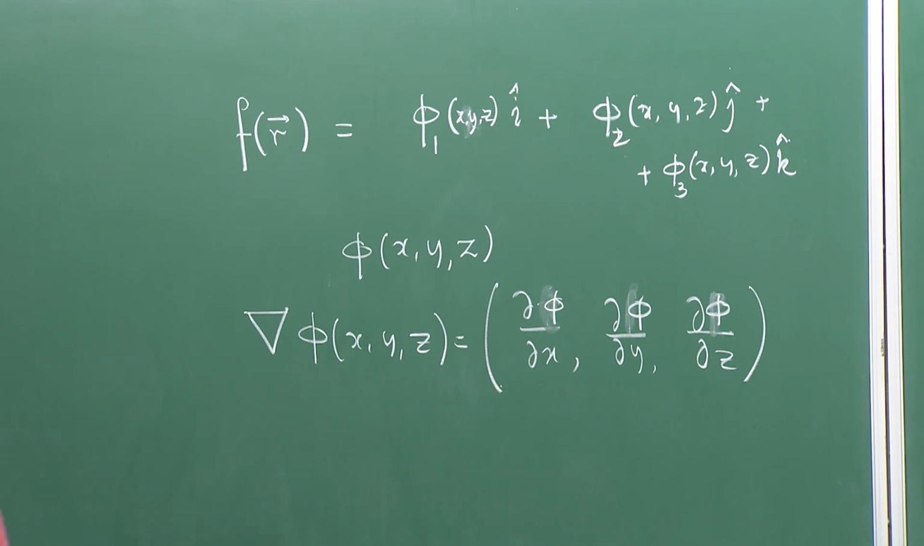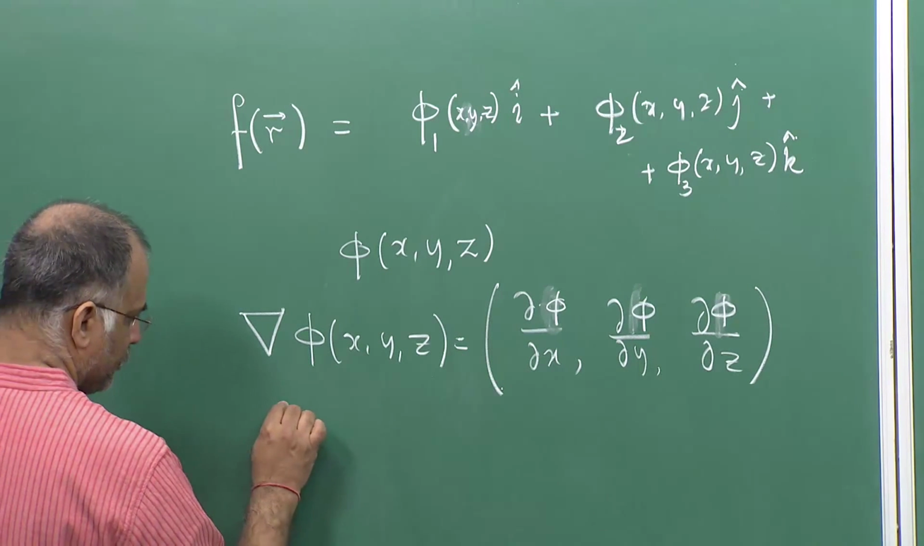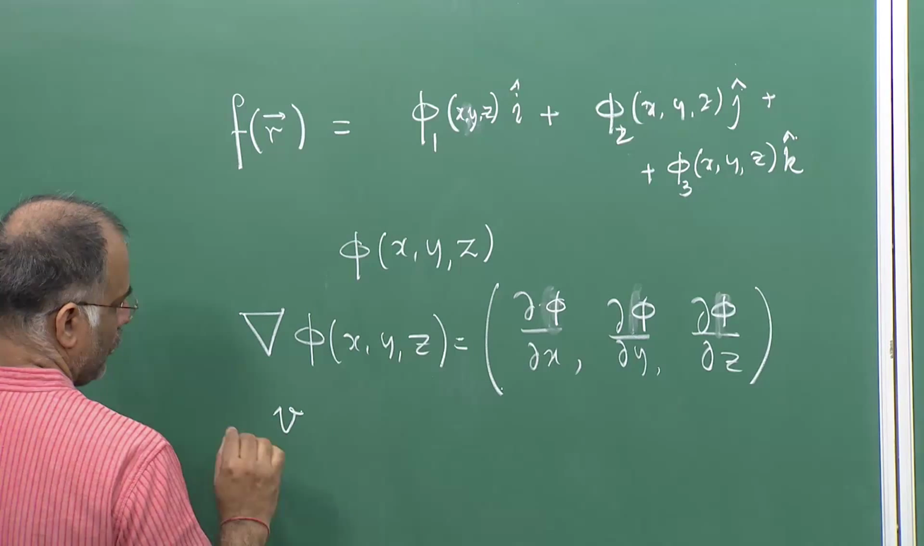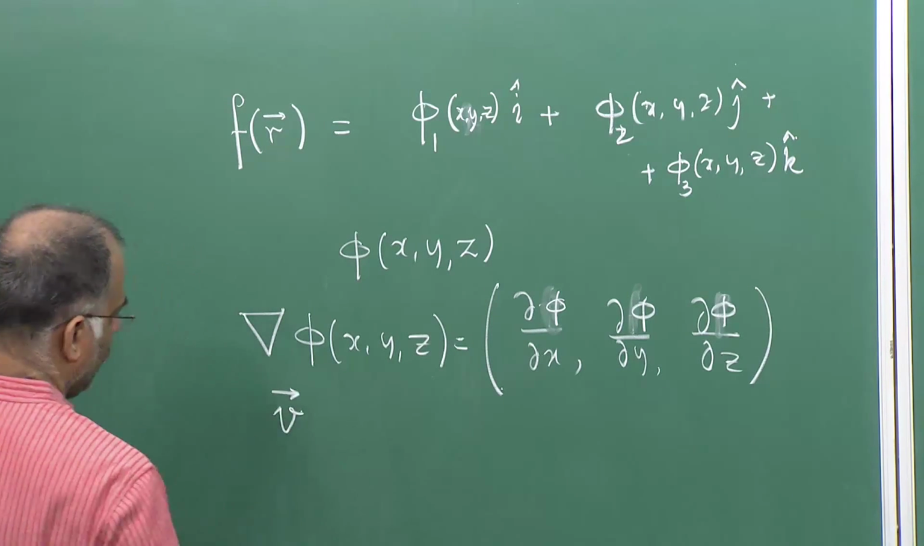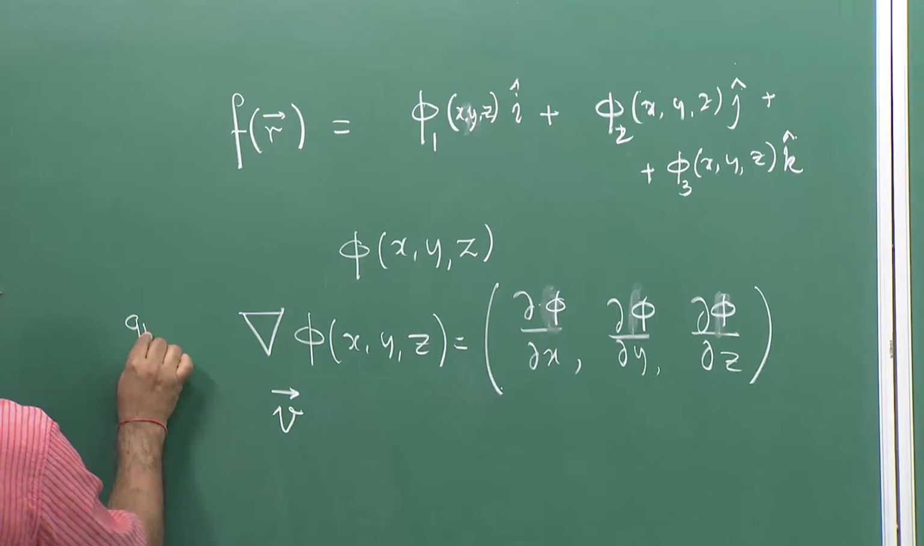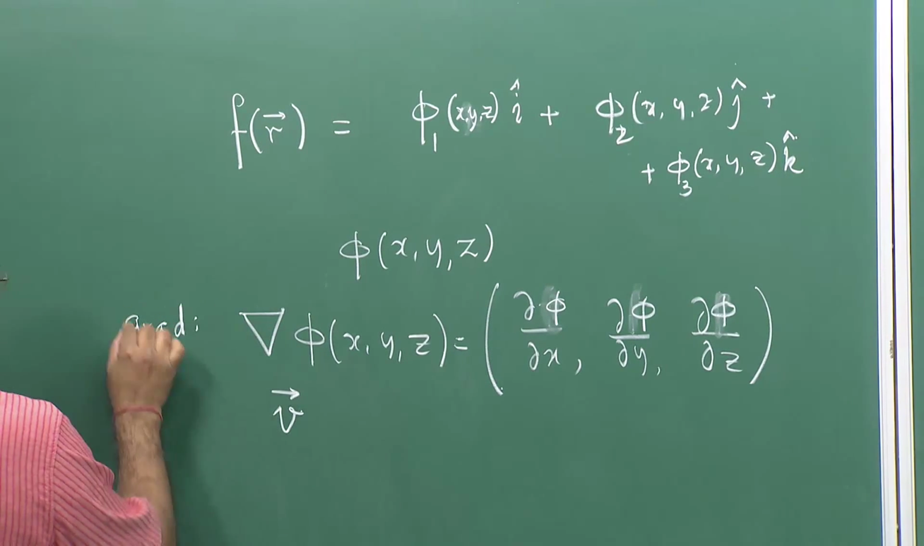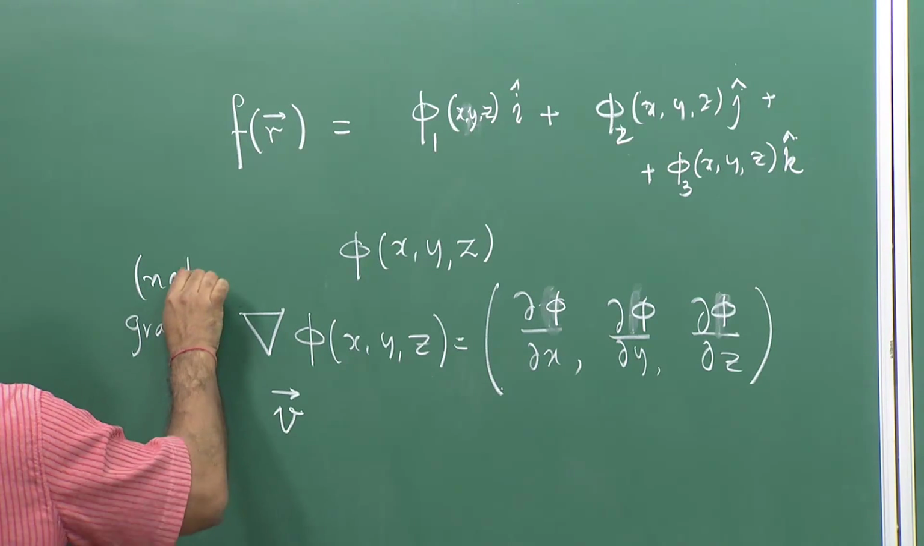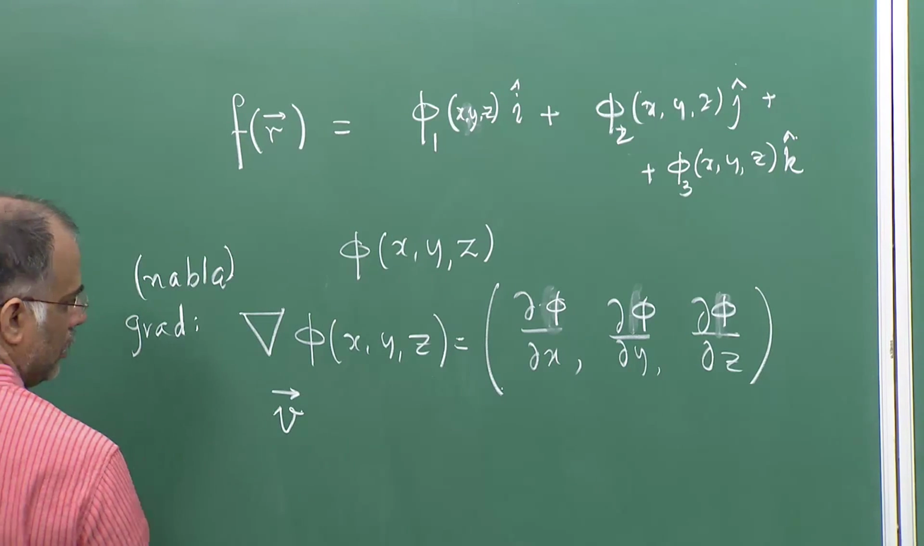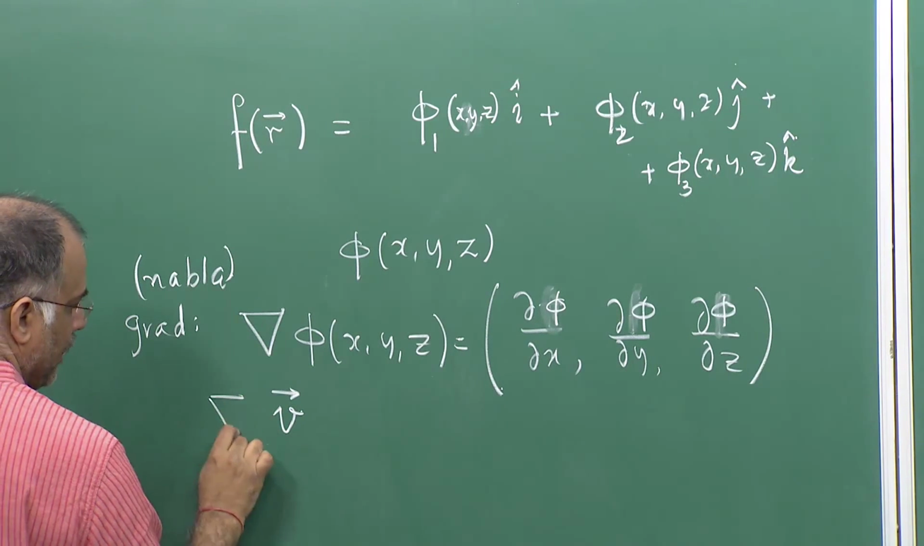There is a very important operation, given a vector v. This is the grad operator. Physicists also call it the nabla operator, and this is the divergence operator.